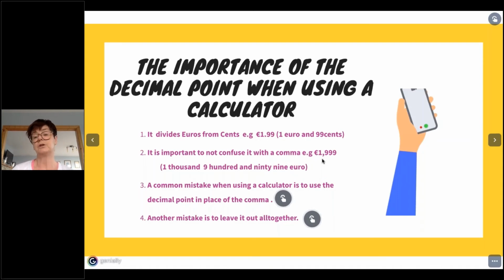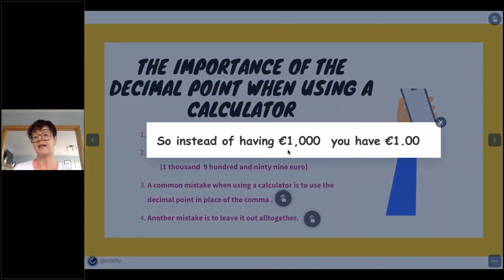I've had occasions where students see this number, which is 1,999, and they go to enter it into their calculator and they end up putting in a decimal point. And as you'll see further on, it makes it €1.99. Okay, so a common mistake when using a calculator is to use the decimal point in place of a comma. And this is what happens. So instead of having €1,000 in your calculator, it ends up as €1. Huge difference in value, okay?